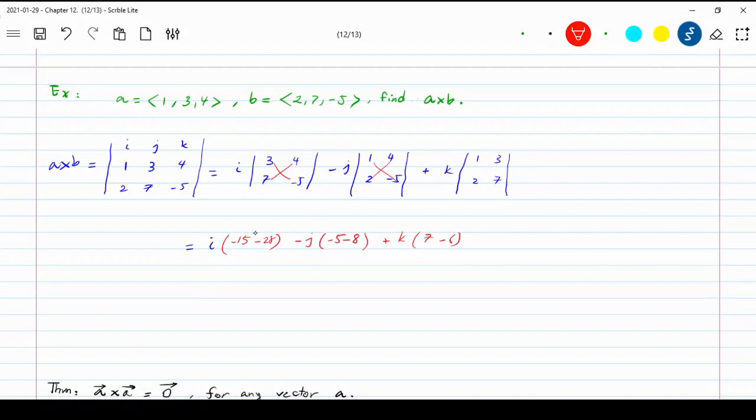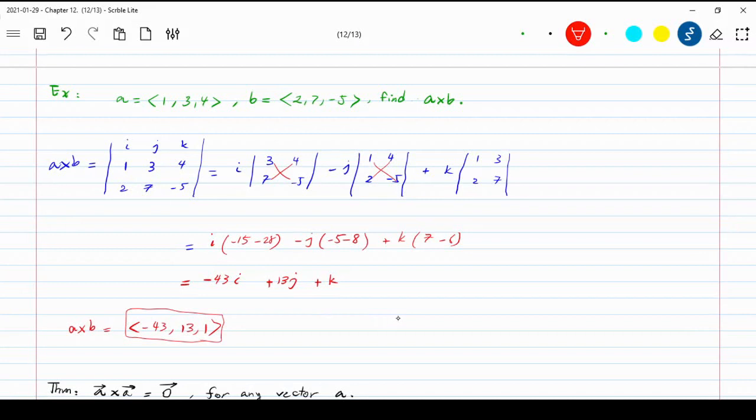Okay, so what do we get? Negative 15 and minus 28 is negative 43, so negative 43i. Minus 5 minus 8 is negative 13, and another minus would make it plus 13j, and plus 1k. So therefore I found the cross product. What is the cross product? A cross B. You can leave it as ijk, or you can write it as a component-wise vector. There we go. And the property of this vector is that it's orthogonal to both A and B.